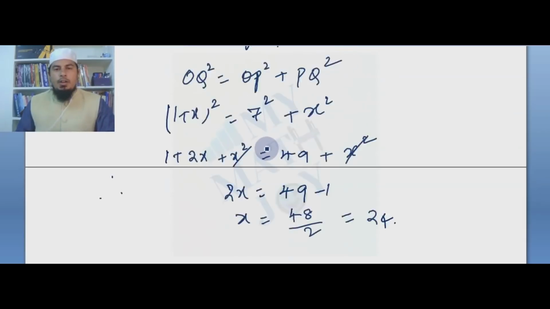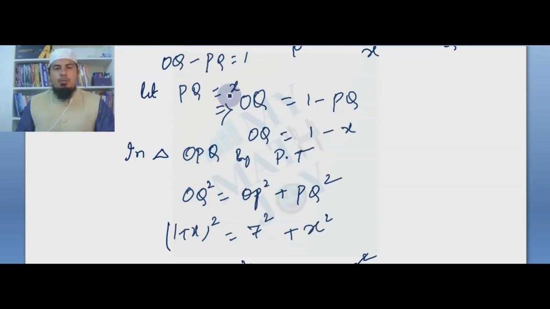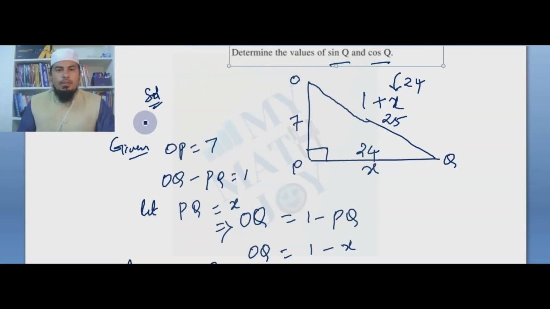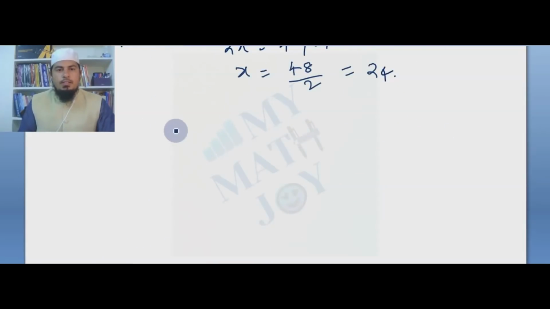And then according to our supposition, PQ is X, so I got the PQ value, and X value I got as 24. I can write here 24. And one more here, if I substitute 24, then collectively OQ will become 25. Now I got all the values of the sides of triangle OPQ. Now he wants us to find sine Q and cos Q. So we can note down that required to find were the sine Q value and cos Q value. Let us go and do this finding.